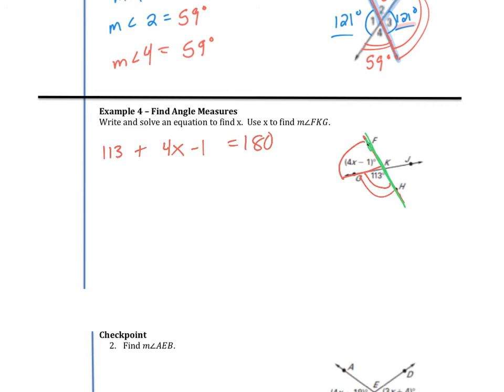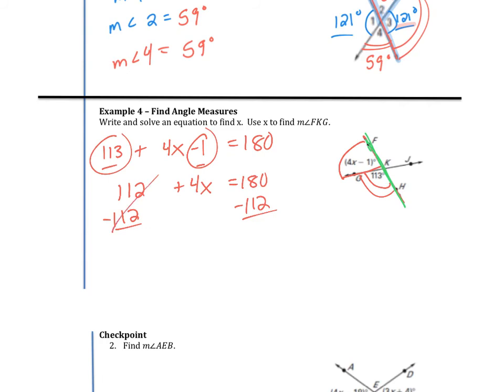On the left side, if we combine like terms, 113 and negative 1, when you add them up, you'll get 112. So we get 112 plus 4x equals 180. Again, we combined the like terms. Then we subtract 112 from both sides to cancel out the 112. 4x equals 68. And then we divide by 4 to get x equals 17. So we found out what x is.